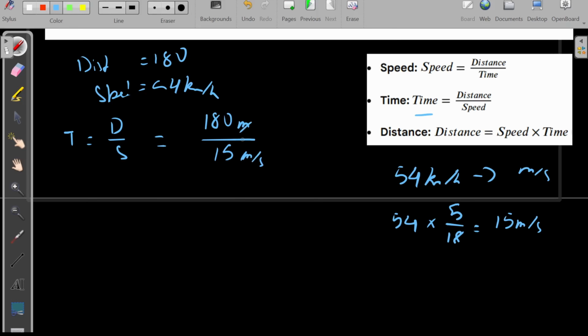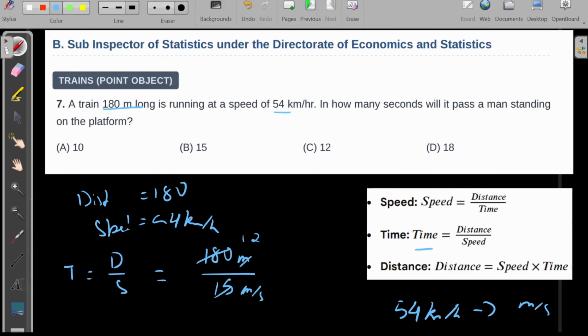So meter would be cancelled. Time would equal 180 over 15, which would equal 12 seconds. Take a look at the options. We see that option C is the correct answer, which is 12 seconds.